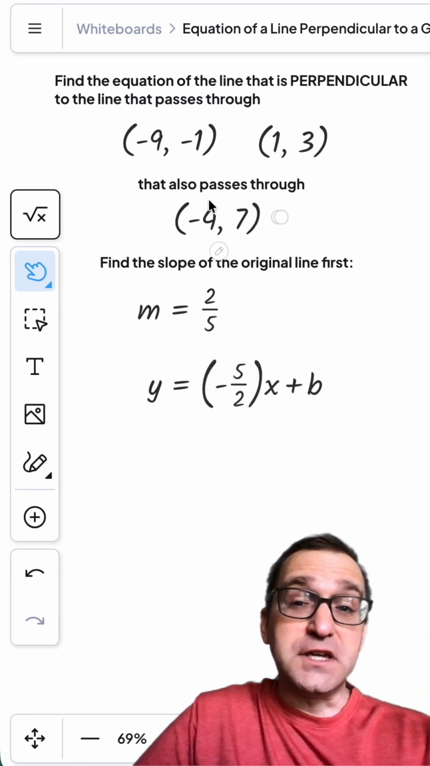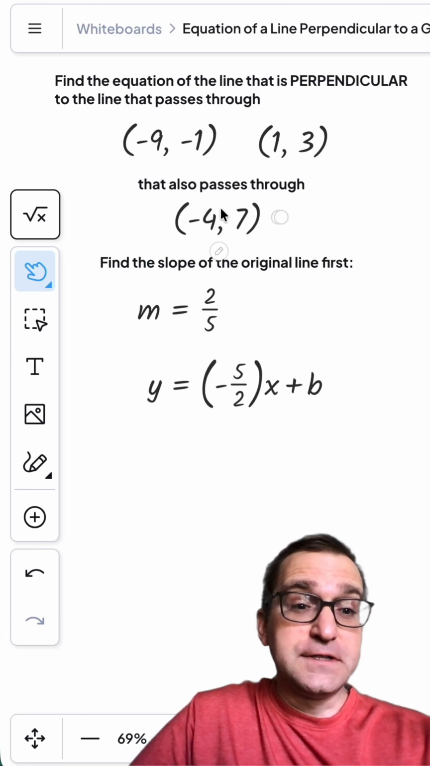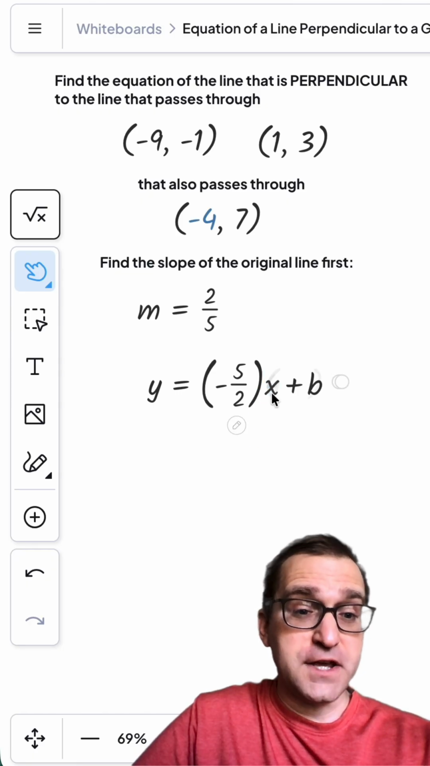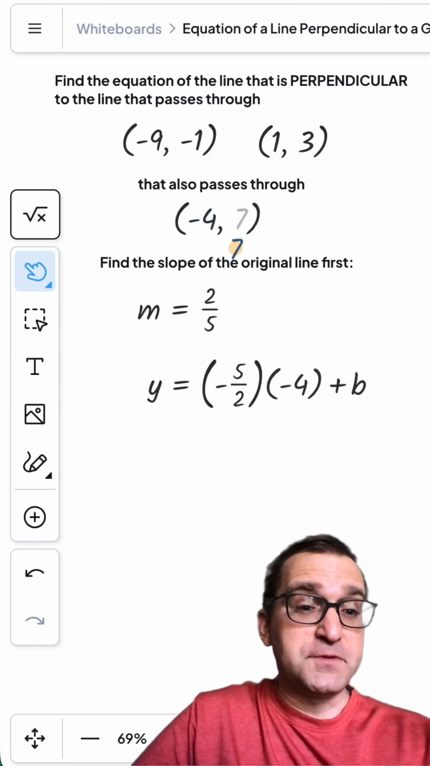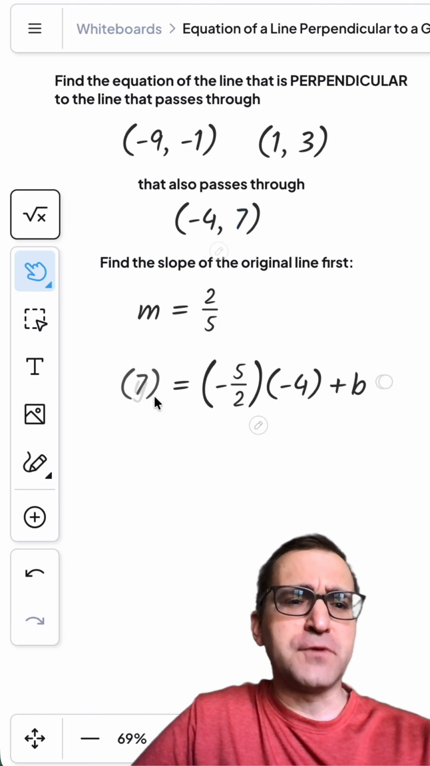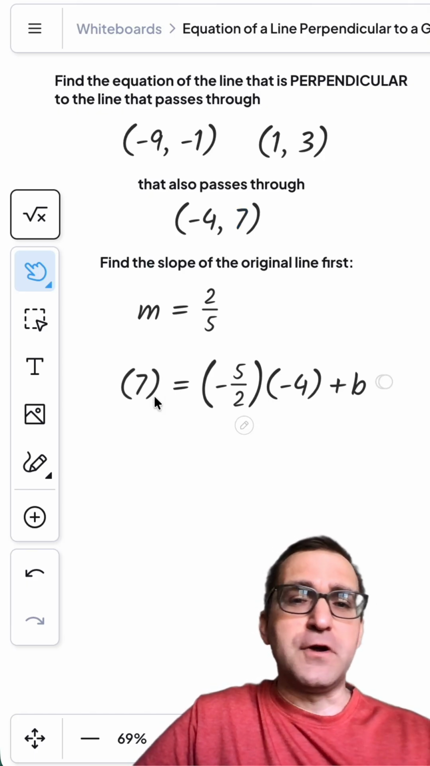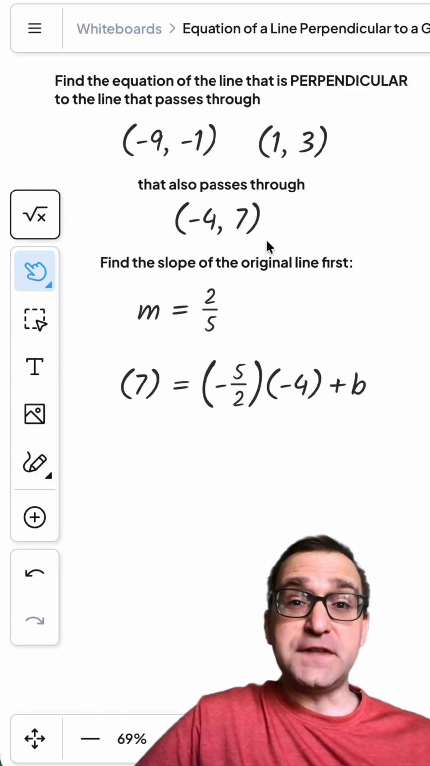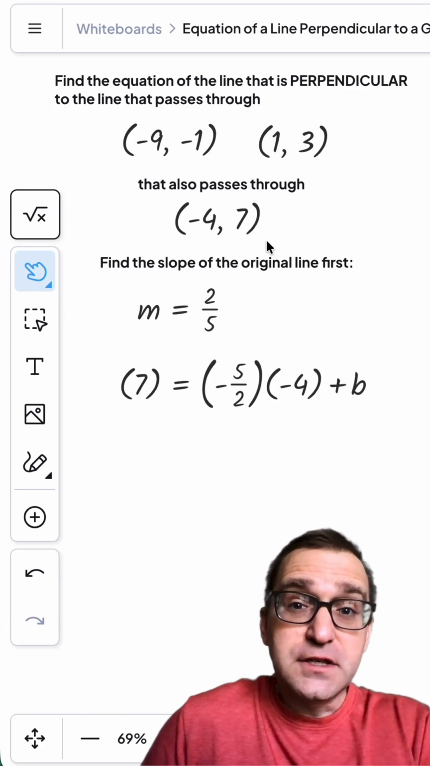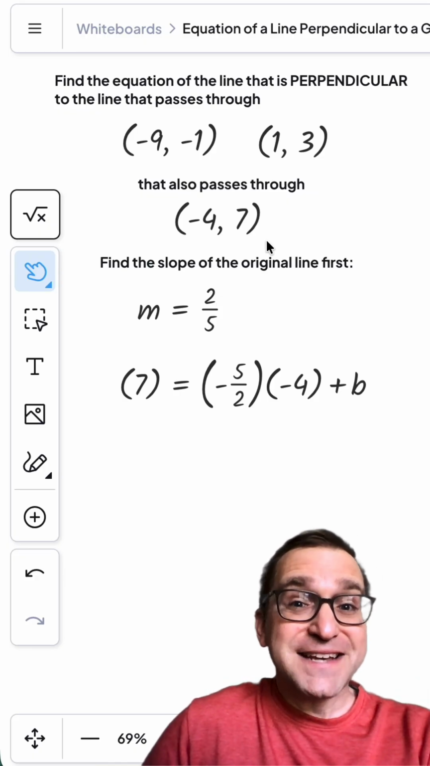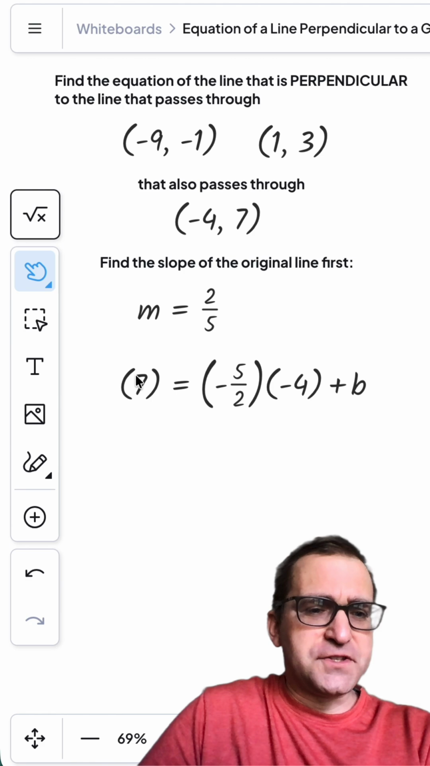So now, given that the point passes through (-4, 7), we can substitute that x coordinate of -4 for the x value right there, and we could substitute temporarily that y coordinate of 7 in for the y value right there. Remember, that point, (-4, 7), is a solution to the equation we seek. That means it makes both sides of the equation the same. So we need to solve for the b value that makes that happen, if you will. So let's do the math there.